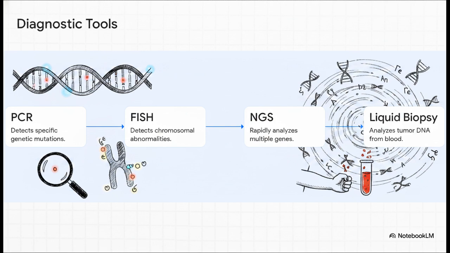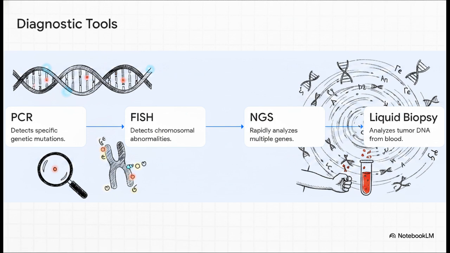We start with basic molecular genetic testing like PCR, which hunts down specific genetic mutations. Then we step up to techniques like FISH to detect larger chromosomal abnormalities. But then we get to next-generation sequencing, or NGS. This allows doctors to rapidly analyze multiple cancer-related genes all at the exact same time.